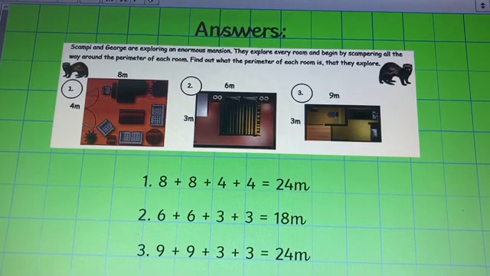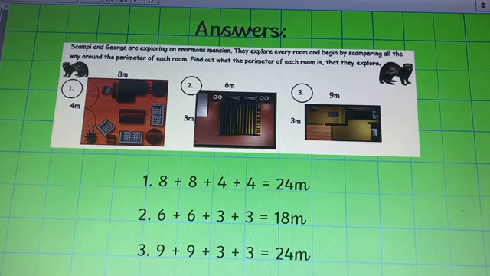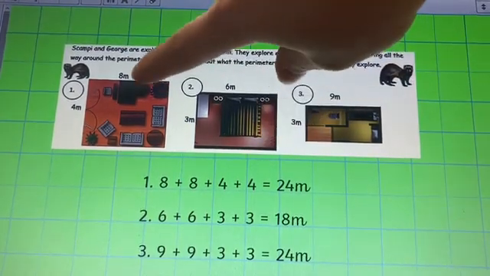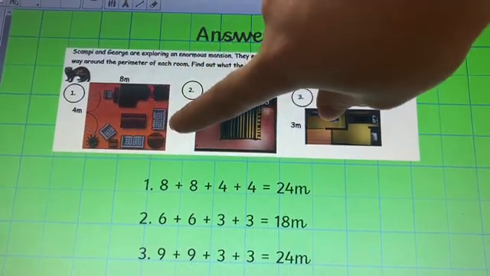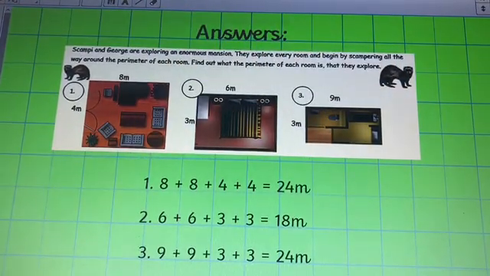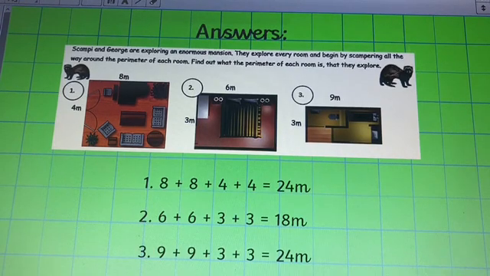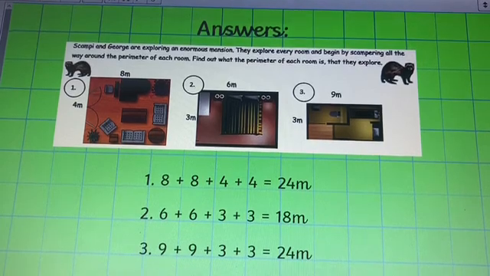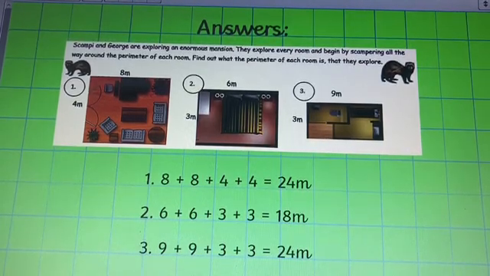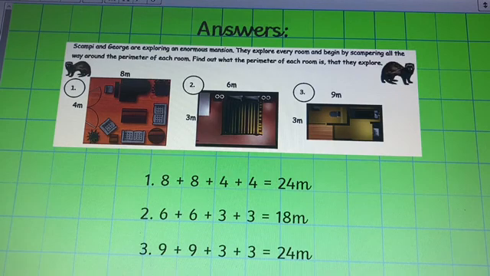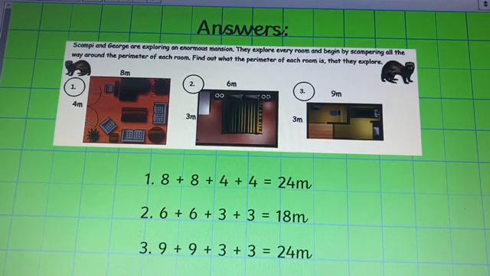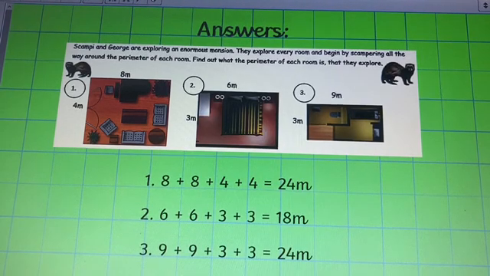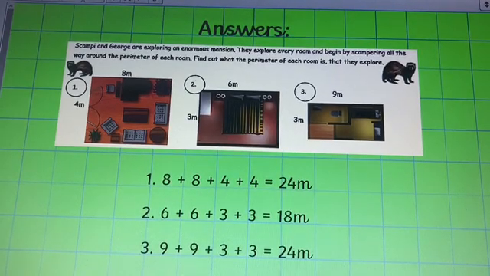Okay, and the answers are on screen here for you. So for question 1, hopefully you realised that the parallel line, this one would have been 8 and this side would have been 4. So if you added them together, 8 add 8 add 4 add 4 would have given you 24 metres. Again, that unit of measure is really important. For number 2, you would have had 6 metres, add 6 metres, add 3 metres, add 3 metres, which should have given you 18 metres. And for number 3, you should have 9 metres, add 9 metres, add 3 metres, add 3 metres, which would have given you a total of 24 metres.